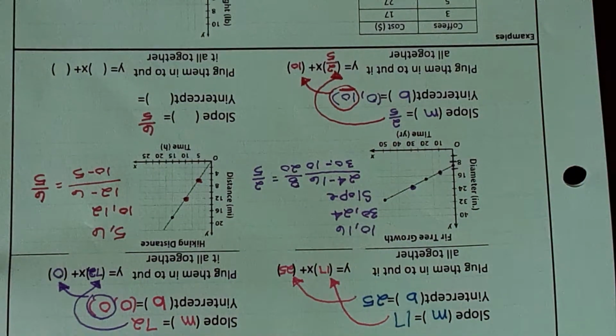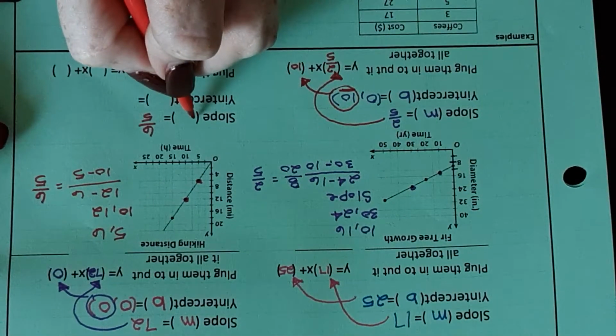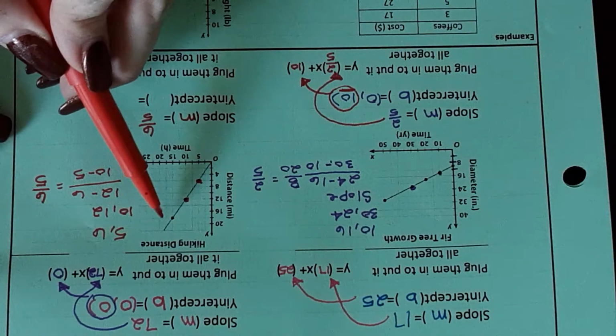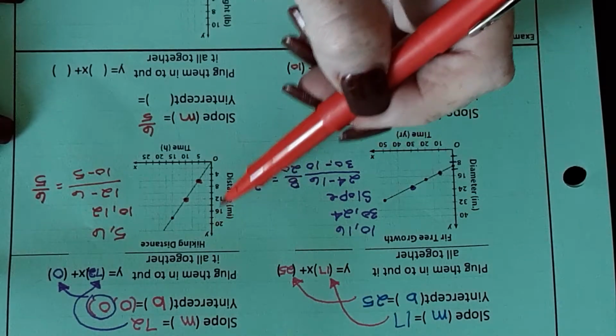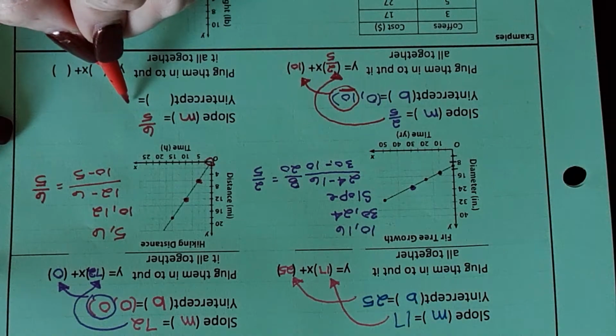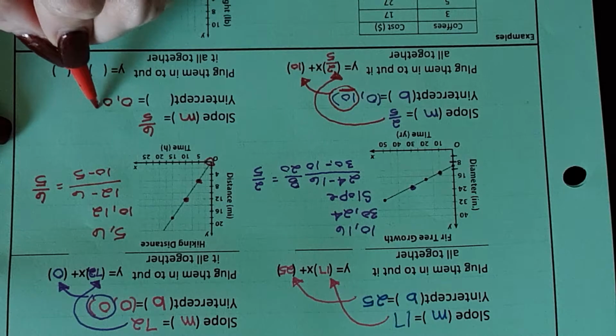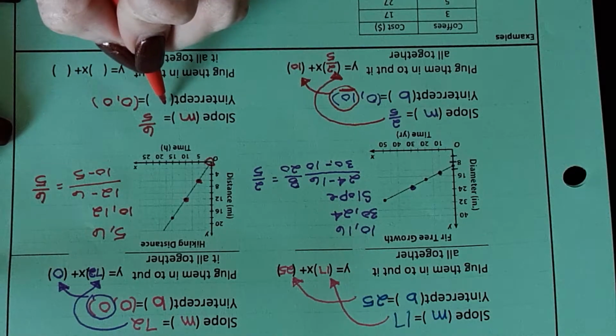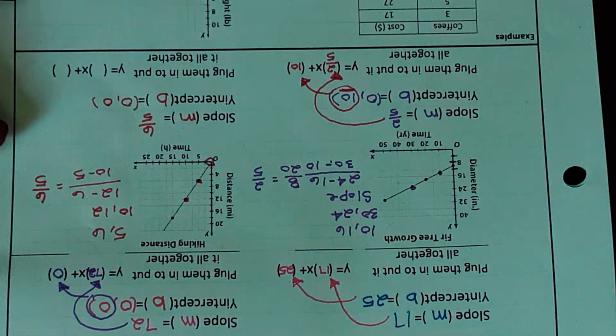Again, the letter we use for slope is m. We're going to find where our graphed line crosses our y-axis, which is this point right here. So our y-intercept is 0, 0. And the letter we use for y-intercept is b.